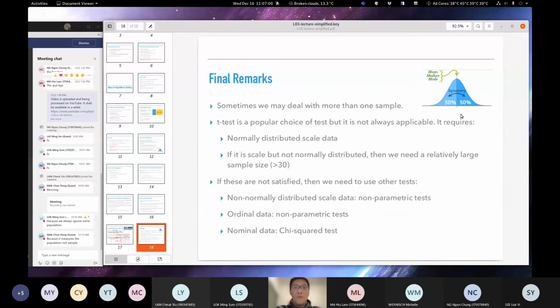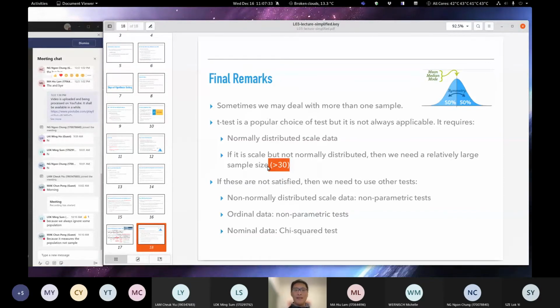Now, sometimes we might be dealing with more than one sample. And sometimes the hypothesis of the t-test might not be satisfied. Again, the assumption is that the data need to be scale level. It has to be normally distributed. Now, sometimes it is still okay if the data is not normally distributed, if the sample size is large enough.